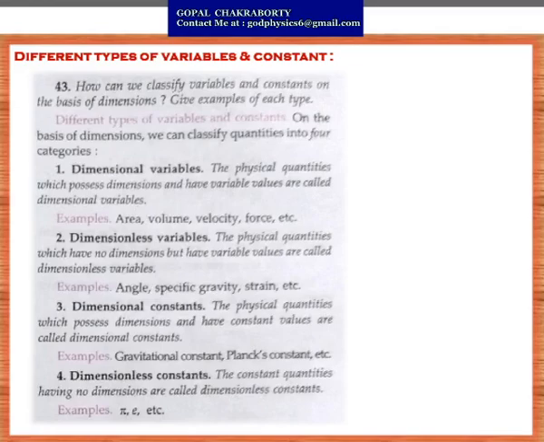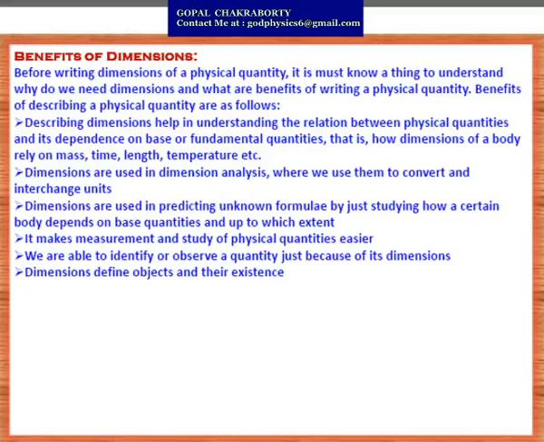So these are your dimensions, okay? As dimensions have some advantages, they also have some limitations. First of all, I will describe the advantages and then the limitations of these dimensions. So what are the advantages or benefits of dimensions?